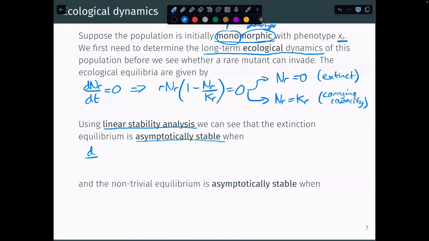We do this by looking at the derivative of this growth rate. This is the right-hand side of my original equation with just one phenotype. I take the derivative with respect to the population, here NR, so I'm doing d(dNR/dt) by dNR. It's taking this derivative and then evaluating it at each of the steady states. So the extinction equilibrium here is when NR is equal to 0.